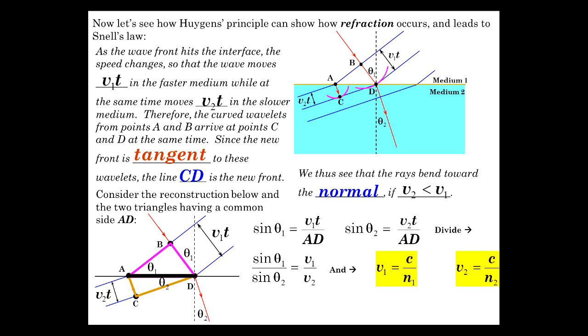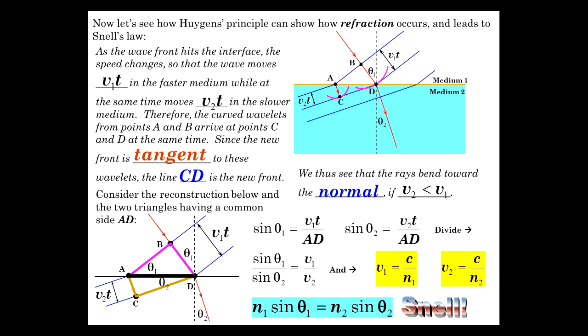Now, we've already defined that v1, as related to the index of refraction, is the speed of light over the index of refraction in medium number 1, c over n1, and the same thing for number 2, c over n2. And so when we plug them in, the c goes away, and we have n1 sine theta 1 equals n2 sine theta 2, or Snell's law. So now you will never doubt the truthfulness of Snell's law and the effectiveness of Huygens' principle to describe such a phenomenon.